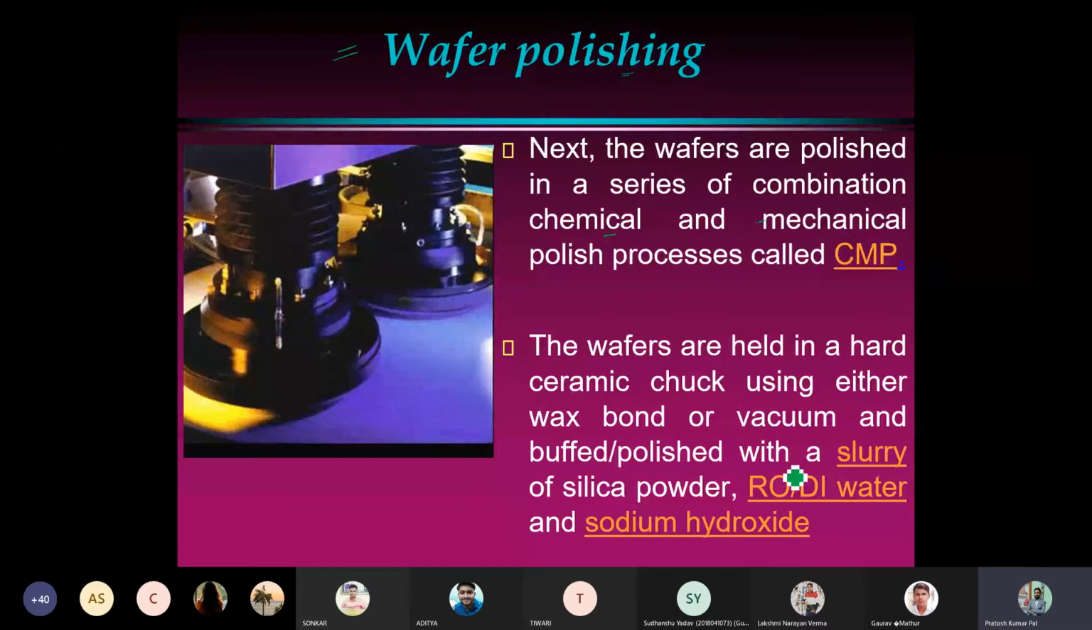some wastage will be there, so that wastage will be removed by using the same RO or reverse osmosis, deionization water bath, or sodium hydroxide. So these three can be used to remove the waste materials on the surface of the wafer while performing the polishing. Okay, so once we have done polishing, there will be some waste material that will be removed by using RO or DI water or sodium hydroxide.